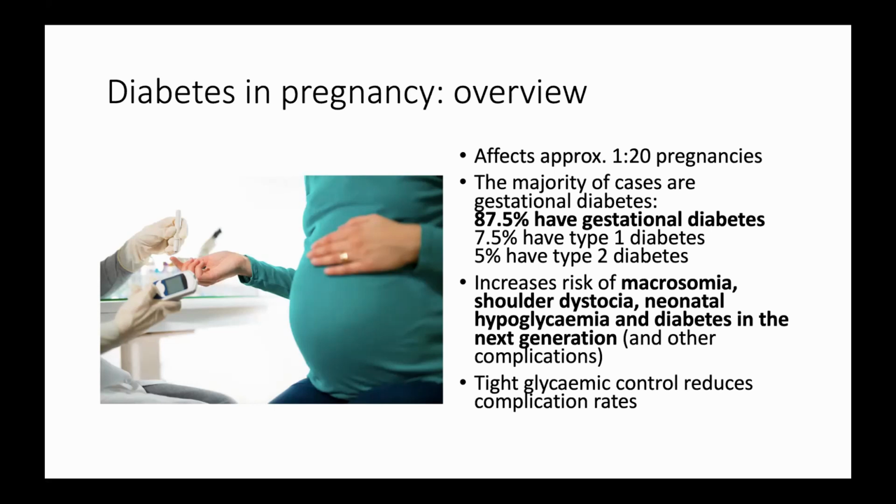Diabetes in pregnancy, or poorly controlled diabetes in pregnancy, I should say, increases the risk of macrosomia in the baby. It increases the risk of shoulder dystocia, which we discussed last week. It also causes disorders of glucose metabolism in the baby, including neonatal hypoglycemia, and an increased risk of diabetes in the next generation, so in the baby when he or she is older.